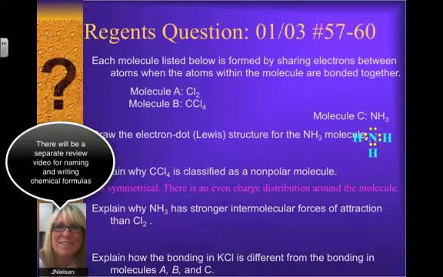Explain why NH3 has stronger intermolecular forces of attraction than Cl2. Well, NH3, remember, stronger intermolecular forces, we discussed this today. NH3 has hydrogen bonding, where Cl2 is nonpolar with LDFs. Explain how the bonding in KCl is different from the bonding in A, B, and C. Well, A, B, and C is all nonmetal.